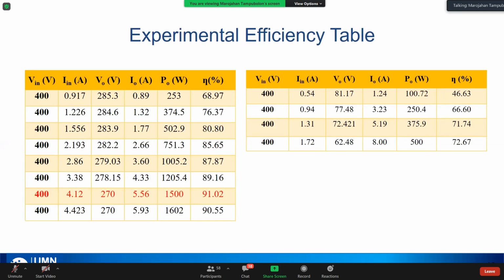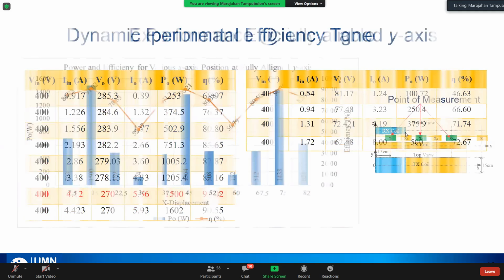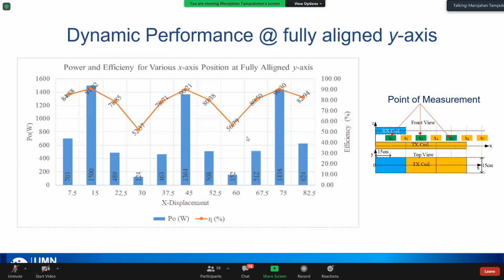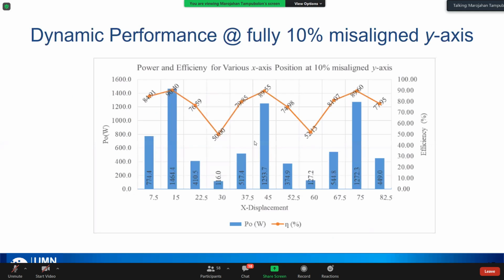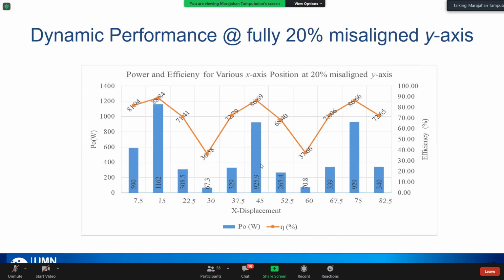And this is the experimental efficiency. The largest one we have is 91.2, 91% efficiency. If we compare the displacement to its efficiency, we can see here that because we have 3 coils, there are 3 peaks of the efficiency. So this is the one thing that needs to be improved in this research: how to make this one more flat.